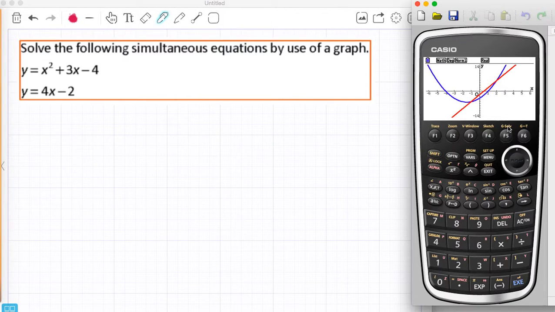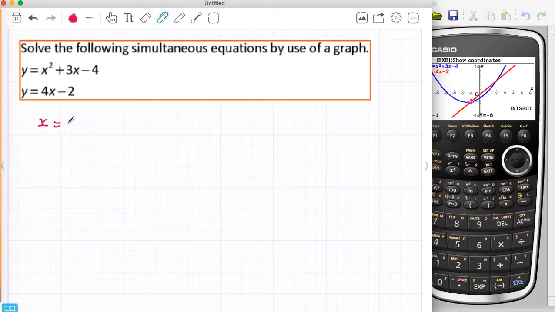Remember, I go to the F5 G-solve, graph solve, and it gives me all these options. I want the intersect. I'm going to press that like I did with linear. Now it's jumped straight to this point here where they cross. Let's write these down. Minus 1 and minus 6. So I've got x equals minus 1 and y equals minus 6.